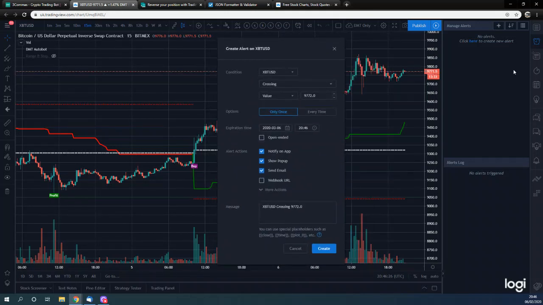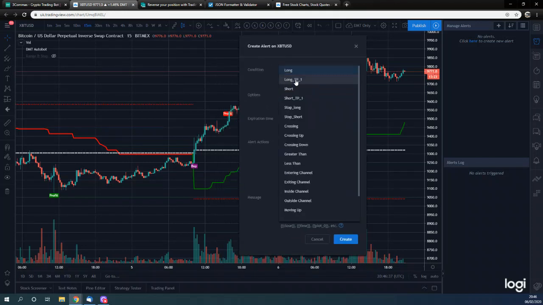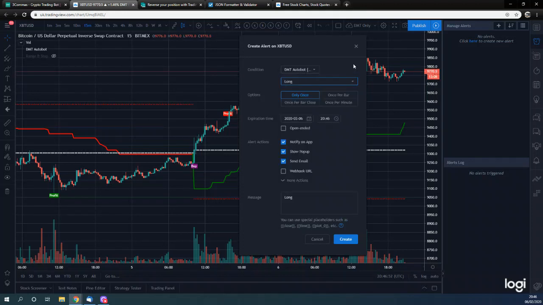But then when you've created them, they will be here so you can see, and your alert logs when they're triggered will be there. So our condition is going to be our DMT indicator that we've got on here. This long here means when we get a long signal will be when we basically take the long trade. So obviously we've got that long there.